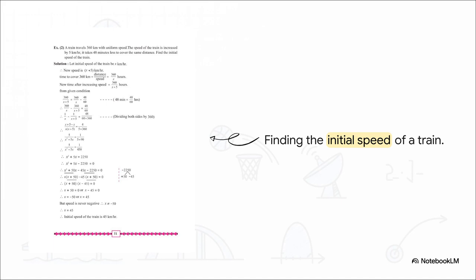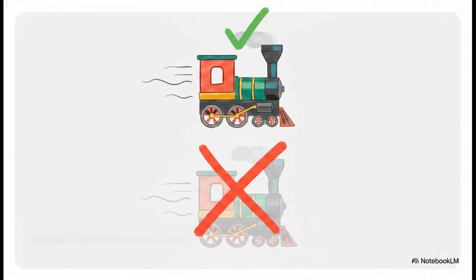Here, a train travels 360 kilometers at a uniform speed. It says that if the speed is increased by 5 kilometers per hour, it takes 48 minutes less to cover that exact same distance. By simply equating the time taken at the normal speed and the new speed, and, of course, remembering to convert those 48 minutes into hours, we can build a brand new quadratic equation to find that initial speed. And this brilliantly illustrates our real-world logic check once again.